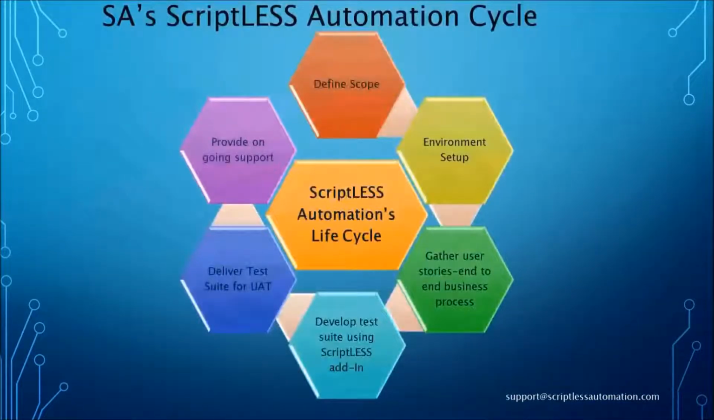Now let's look at the automation cycle. It starts with defining scope, where our experts will analyze the application, work with your SMEs to identify the business scenarios that will be automated, that can be part of the regression cycle. We will handle the environment setup for you. We'll gather information from your users. We'll gather the end-to-end stories. We'll identify consumable data and non-consumable data. And then we'll implement the regression tests based on priority.